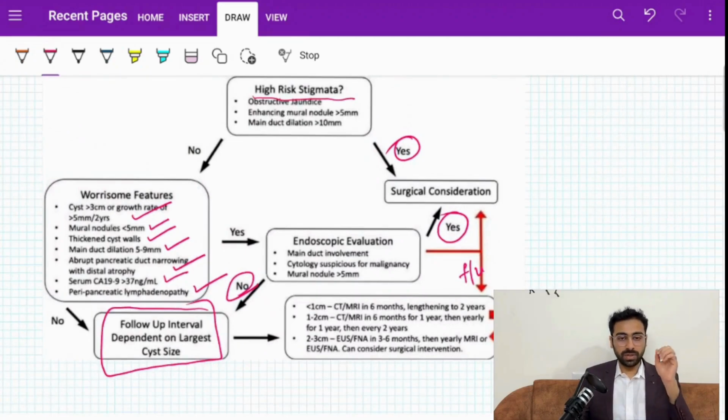So that's it for today. I hope all of you have clearly understood neoplasms, especially cystic neoplasms of the pancreas, and are able to characterize them properly when you encounter them on your day-to-day basis.